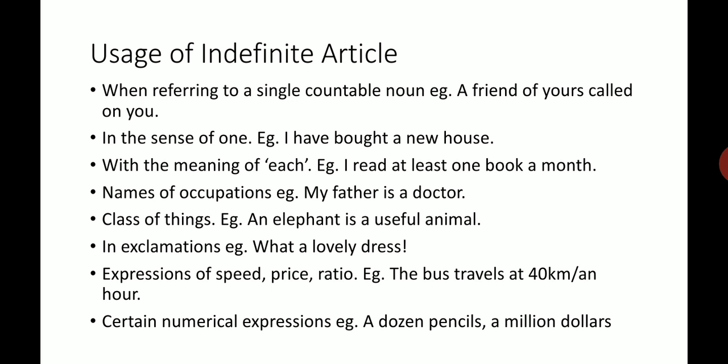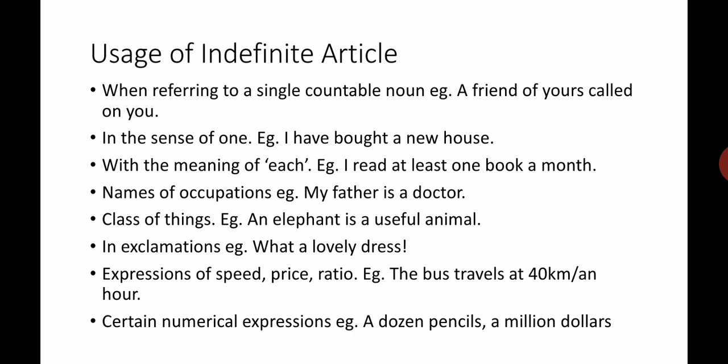Second, in the sense of one. We use one instead of a when we wish to draw the attention to the fact that there is only one. I have bought a new house. A here refers to one with the meaning each. For example, I read at least one book a month. When we refer to the names of occupations, for example, my father is a doctor. She wants to become an astronaut.